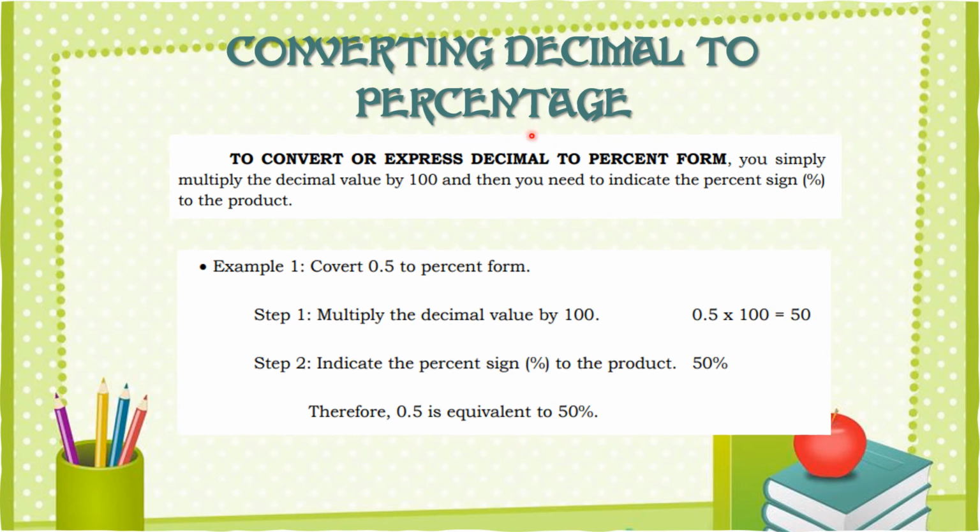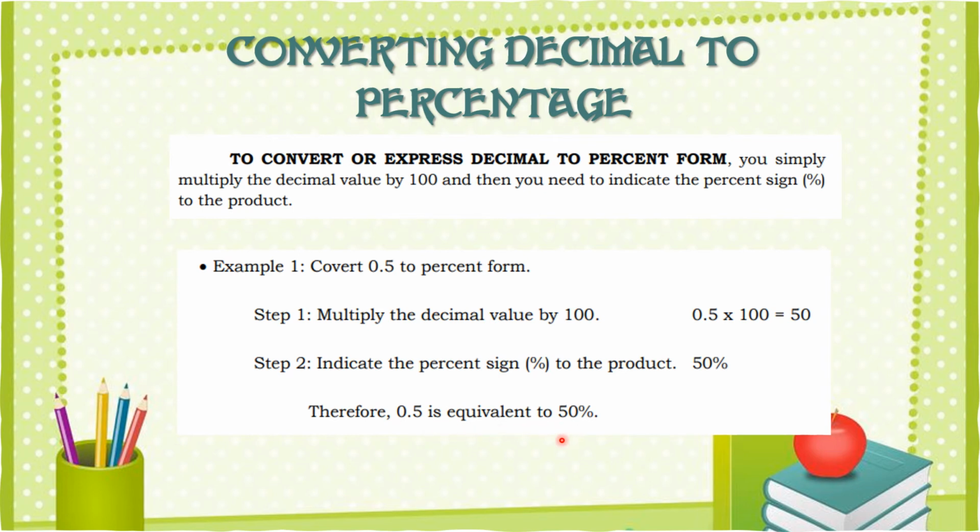Next, converting decimal to percentage. To convert decimal to percentage, the first thing to do, guys, is to multiply the decimal value by 100. So we have here 0.5. This given, we have to multiply by 100. So 0.5 times 100, using your calculator, is definitely equal to 50. Then we add the percent sign. So therefore, 0.5 is equivalent to 50%.